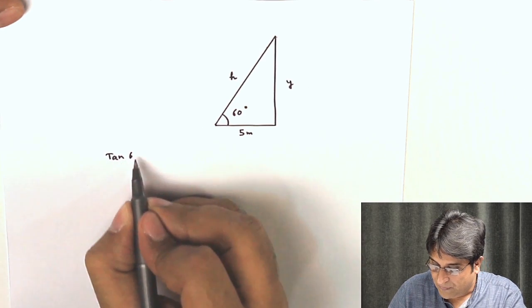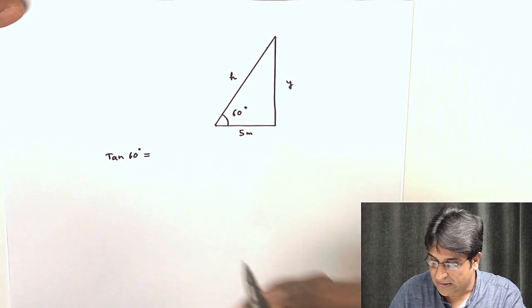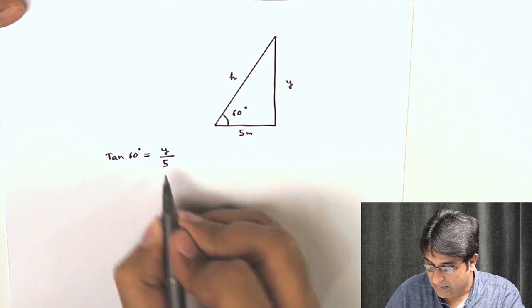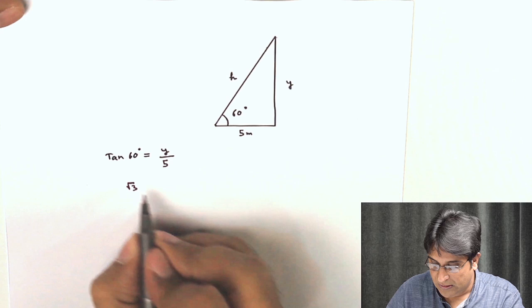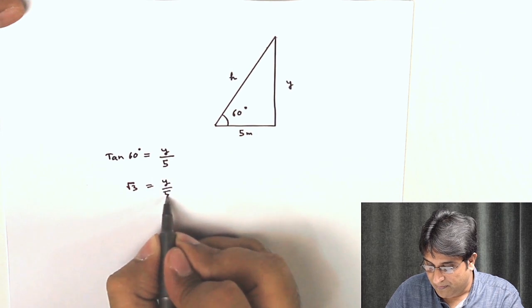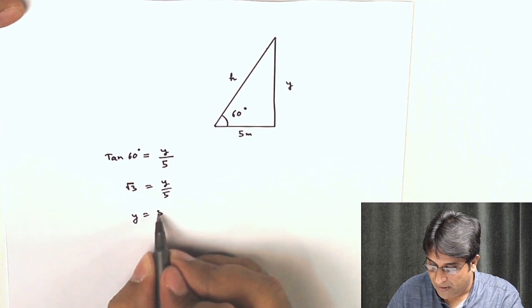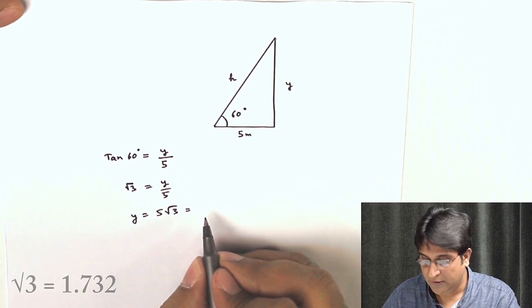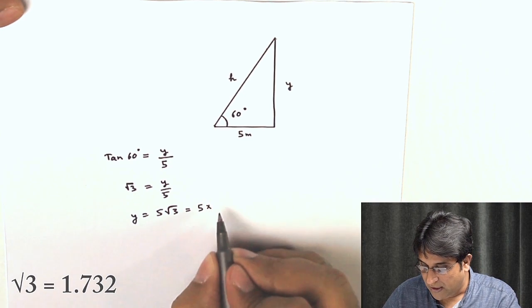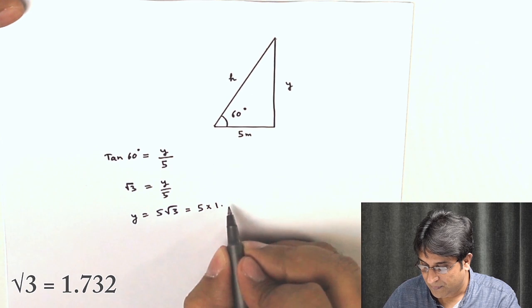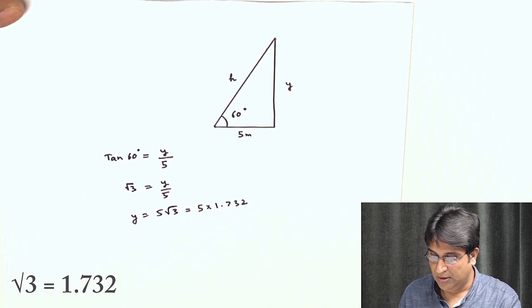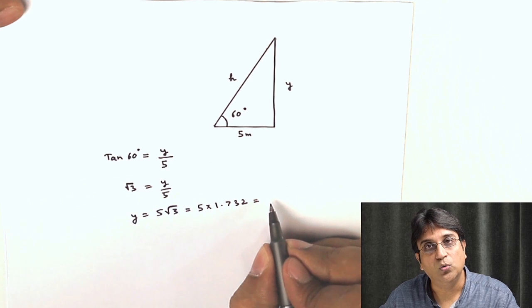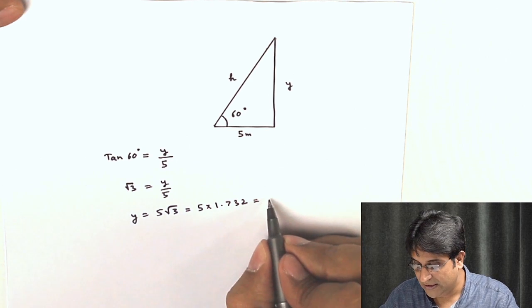So tan 60 degrees is opposite by adjacent. Now what is tan 60? Root 3. So root 3 is y by 5. So what is y? 5 times root 3. I already told you that root 3 is 1.732. So you can write 5 times 1.732. Now instead of multiplying by 5, I am going to multiply by 10 by 2, because 5 is the same as 10 by 2. And it's easier to multiply that way.